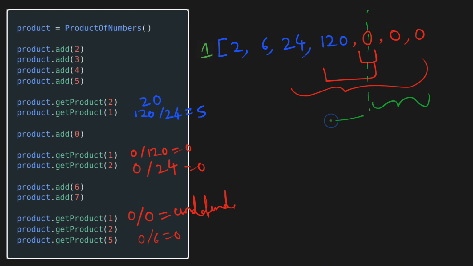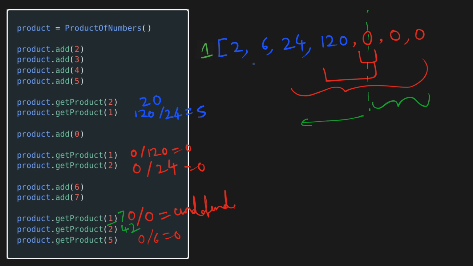However, if k is on the left of 0, that is, k is larger than the number of elements after the most recent 0, in that case we can return 0. So this means this 0 acts like a reset point. If you observe carefully, getProduct(1) should have been 7, not undefined, or getProduct(2) should have been 7 into 6, that is 42, which works again similar to how it was working earlier before we saw 0. So that means 0 can be like a reset point.